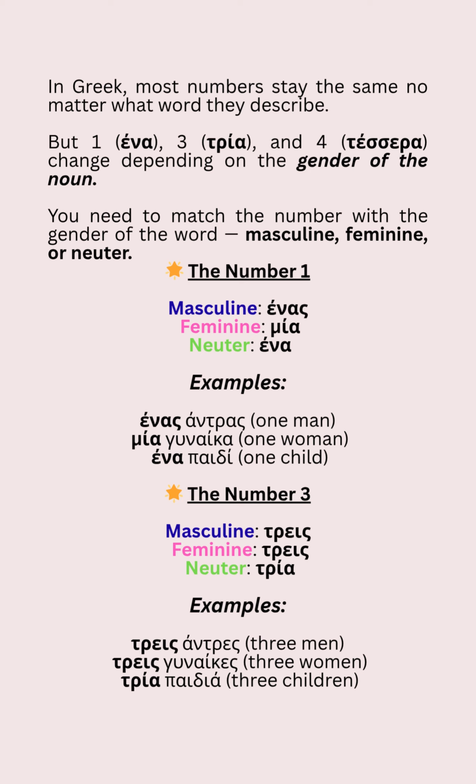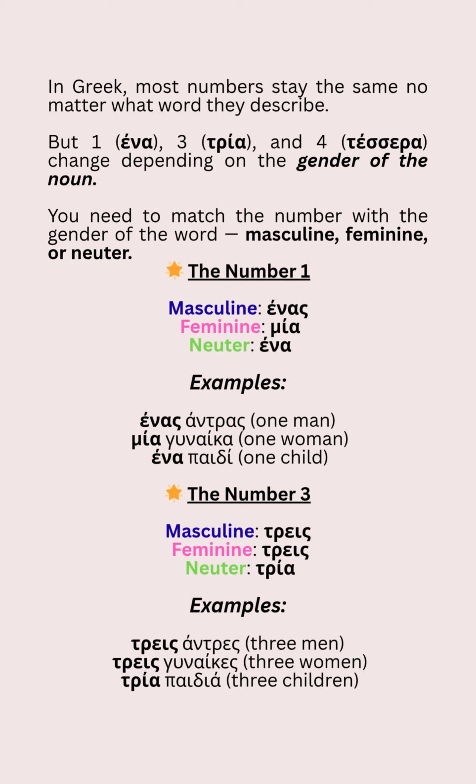Let's see some examples. For example, ένας άντρας, you see here, but then μία γυναίκα. I'm on the number 1 in the examples. Ένας άντρας, one man, but μία γυναίκα, because it's feminine, one woman. Ένα παιδί, one child. So, as I wrote in the theory, in Greek, most numbers stay the same no matter what word they describe. But 1, 3, and 4, remember, change depending on the gender of the noun. For example, number 1, masculine, ένας, feminine, μία, neuter, ένα. Example, ένας άντρας, μία γυναίκα, ένα παιδί.